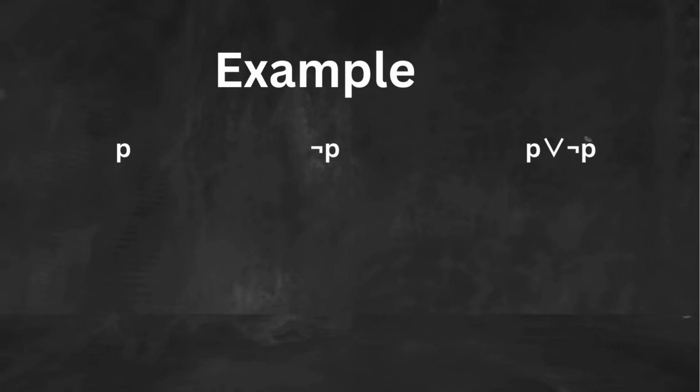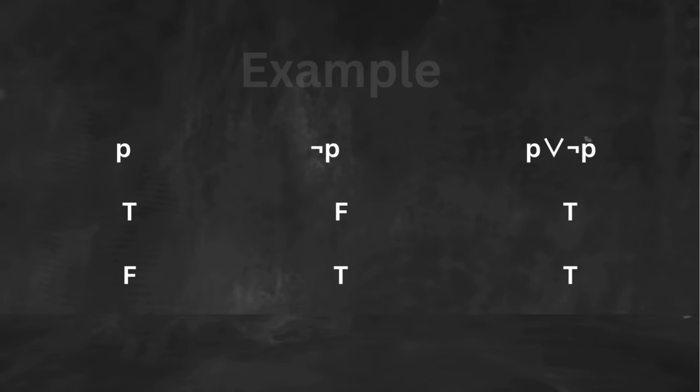Let's see an example: P is true and not P is false, P or not P is true. P is false and not P is true, P or not P is true.